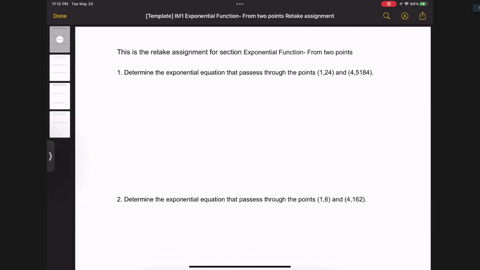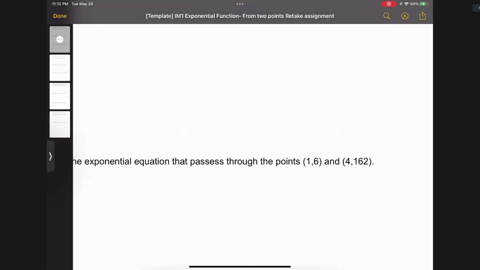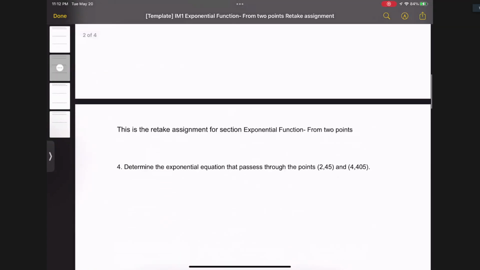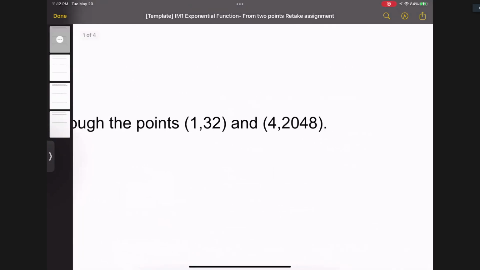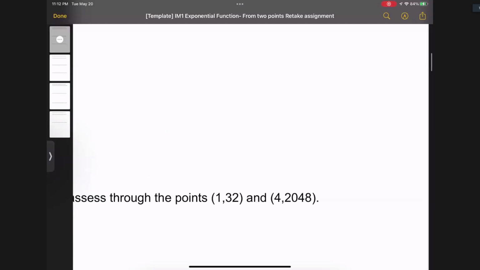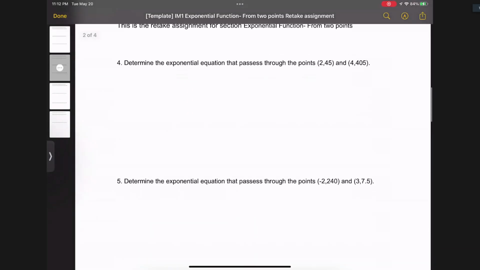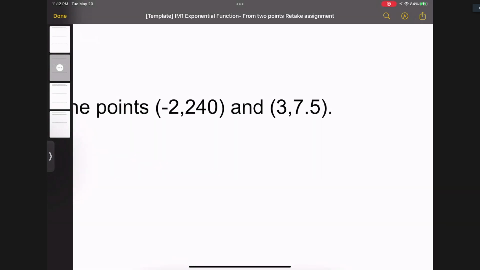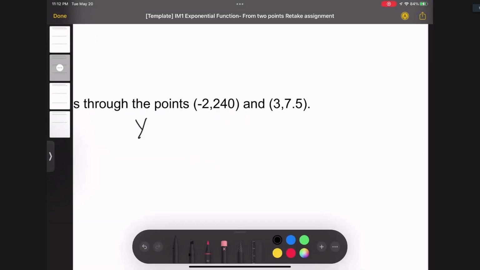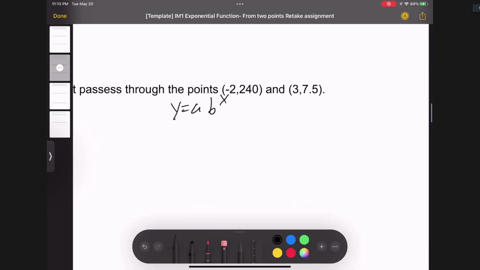Okay, so let me do one that's a little bit more finicky. I did these two of them, so I don't want to go through that one, but let me go through a negative one and also a decimal right here. Same idea: you're going to have y is equal to a times b to the power of x. I'm not going to color code it. You can look at the previous to see what's going on.